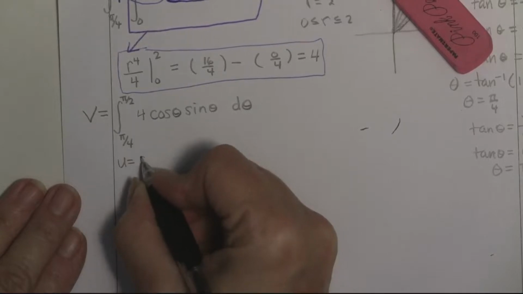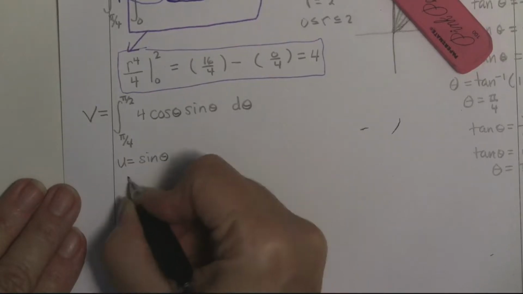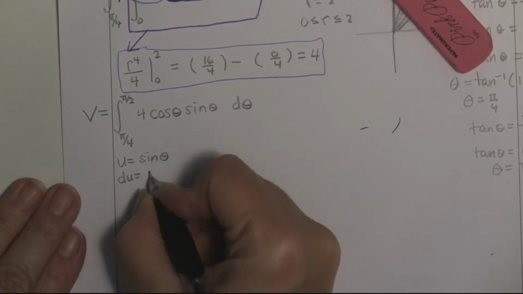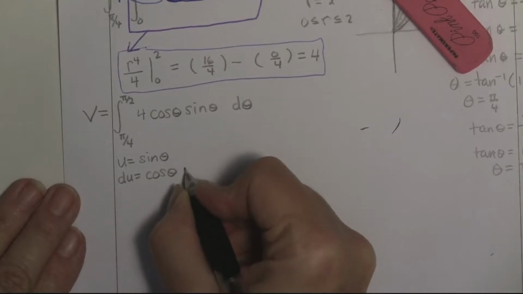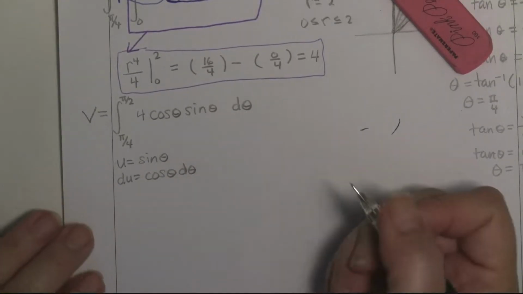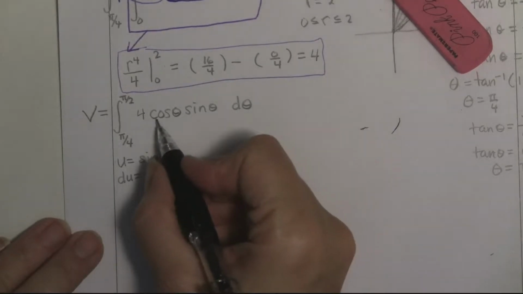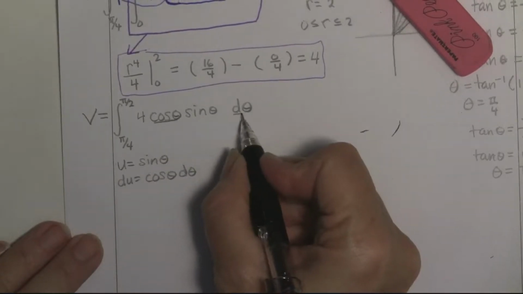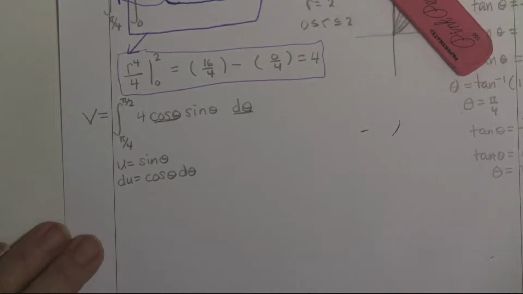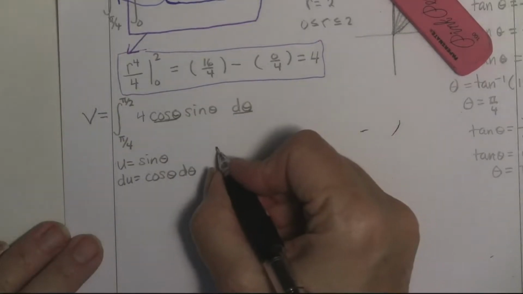So U equals sine of theta, du equals cosine of theta, d theta, right? And I see that sitting right there. There it is, cosine of theta, d theta, and I'm going to replace that with du. Then my bounds, I like to go ahead and do my bounds.